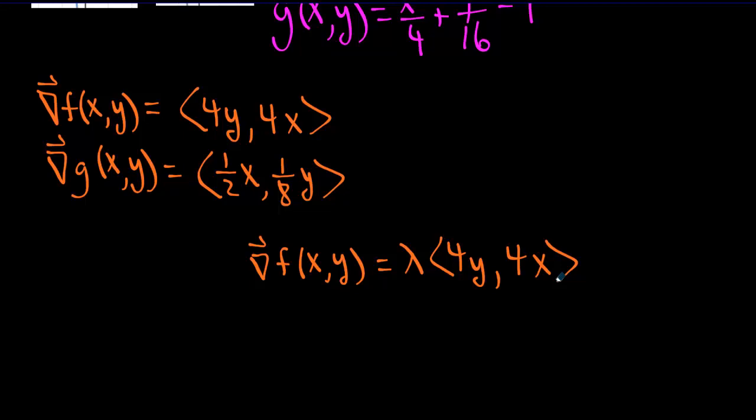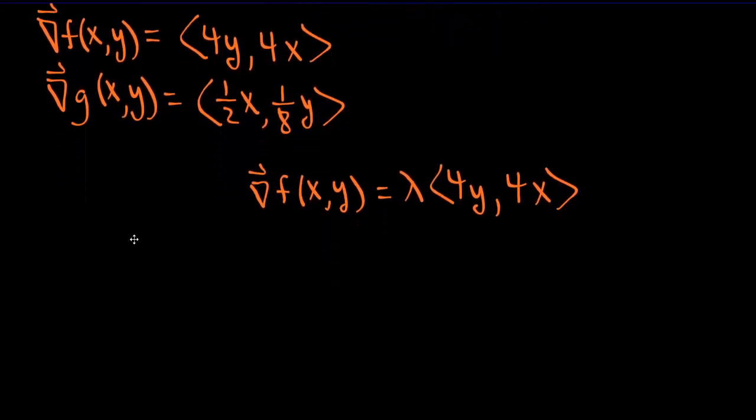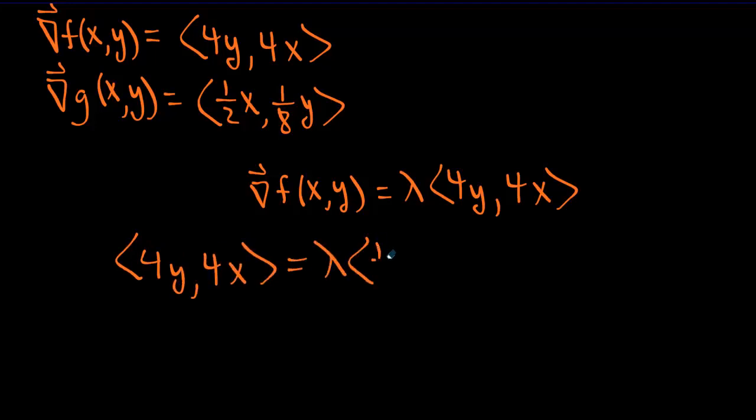So I'm going to use this relationship along with some algebra to see if I can find the point at which the tangent vectors have the same slope. And I'm going to do that by finding where the normal vectors are parallel. So here's the way we proceed. We've got 4y, 4x equals lambda 1/2 x, 1/8 y.